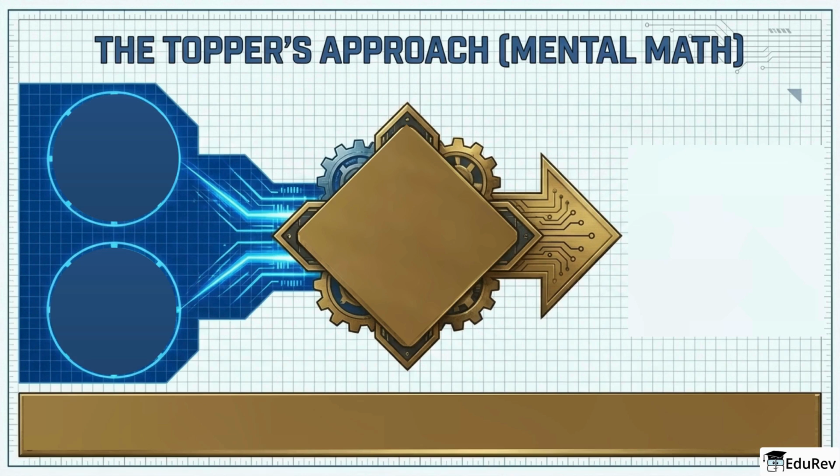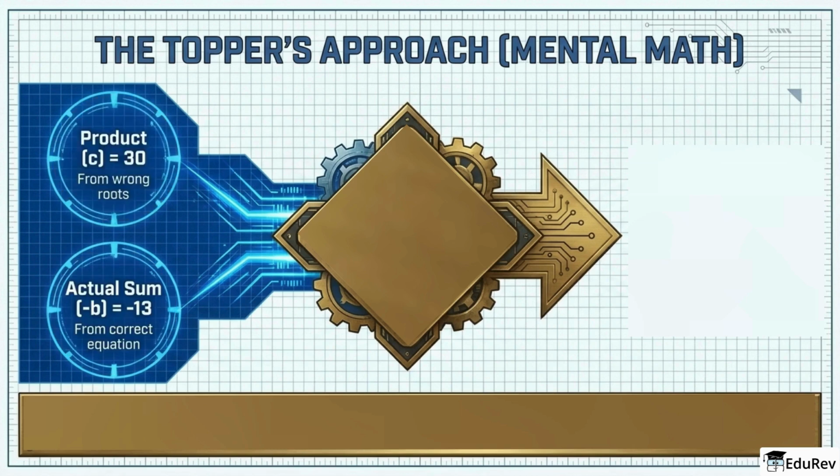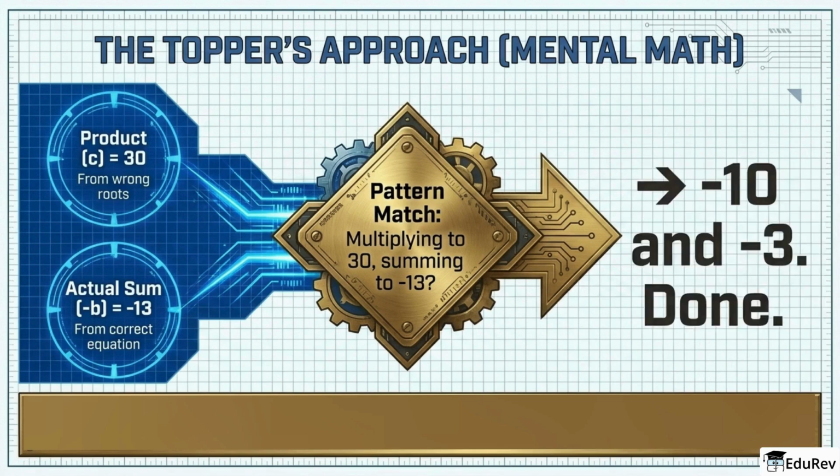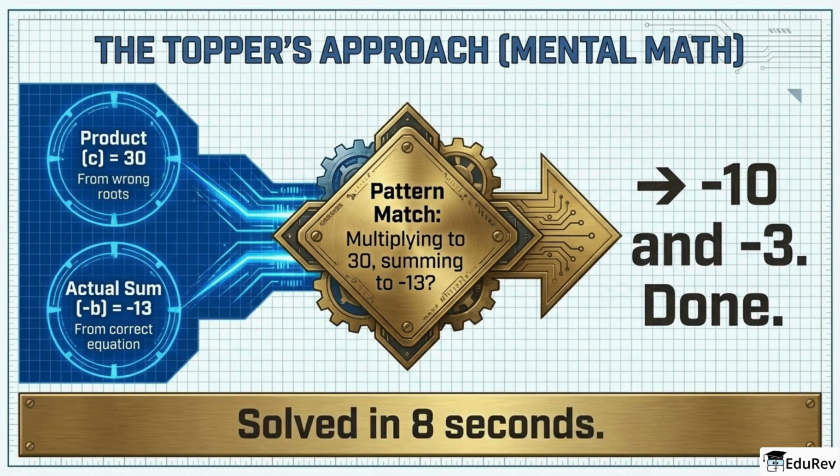A topper approaches the same problem very differently. Instead of solving from scratch, they directly use the relationship between sum and product of roots. The product stays 30 and the sum becomes minus 13. So the answer is immediately minus 10 and minus 3. This is pattern recognition at work. The moment you shift from solve to recognize, your speed improves dramatically.